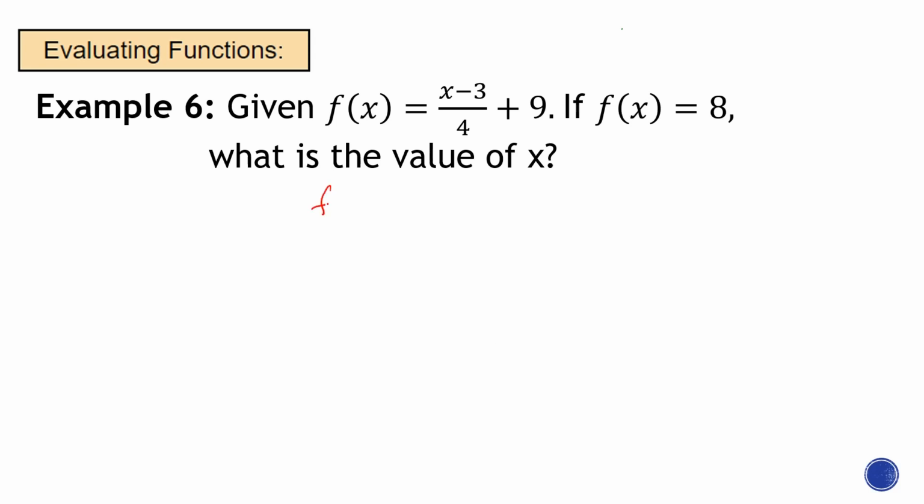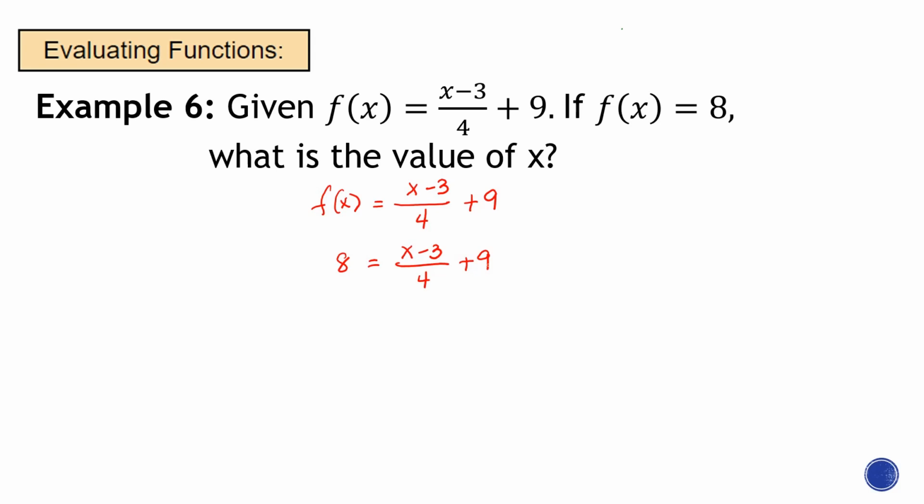First, I will write f of x equals (x minus 3) over 4 plus 9. And then, since f of x is equal to 8, I will replace f of x by 8. So there you go. We have an equation here. We just need to solve for x.